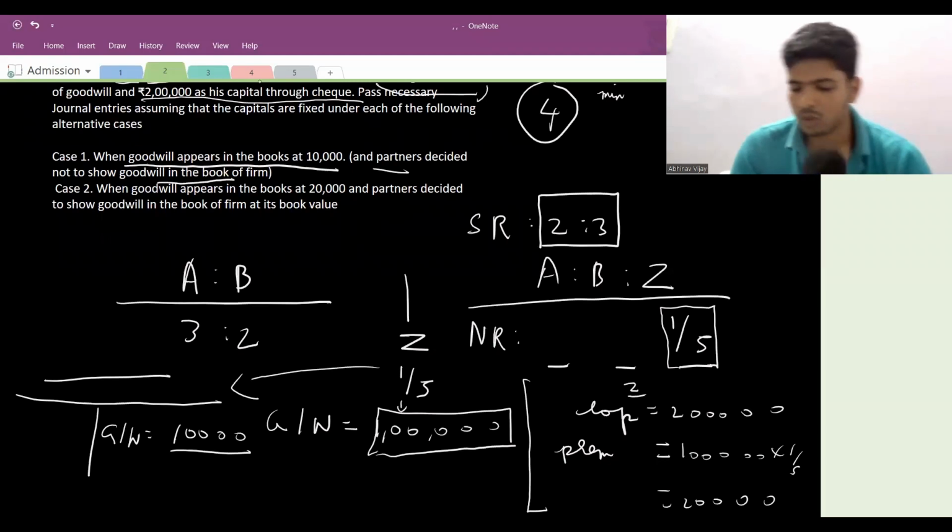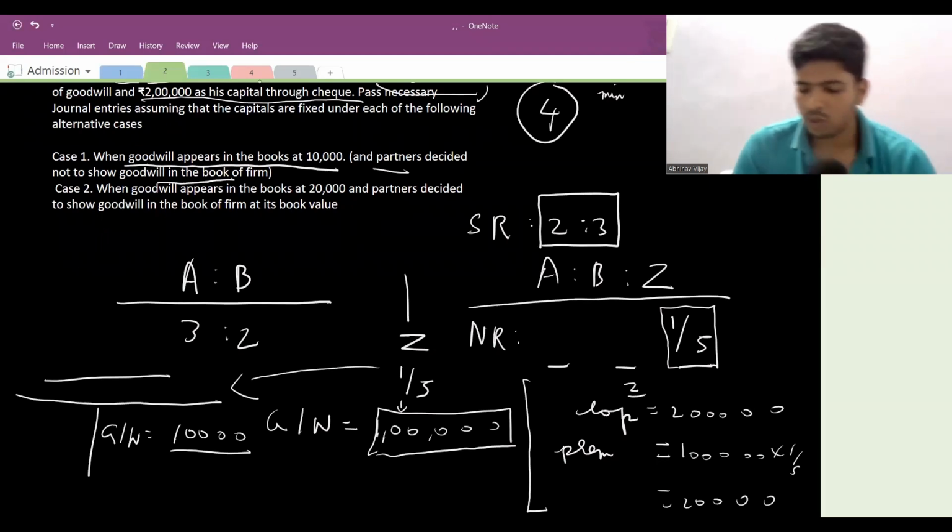Whenever you want to calculate the self-generated value of the goodwill, the new partner's share and old partners' share will only be calculated on the self-generated part, because the self-generated value of the goodwill is actually the goodwill that has been earned by the old partners. That's what self-generated goodwill actually means. So this 80,000 is earned.